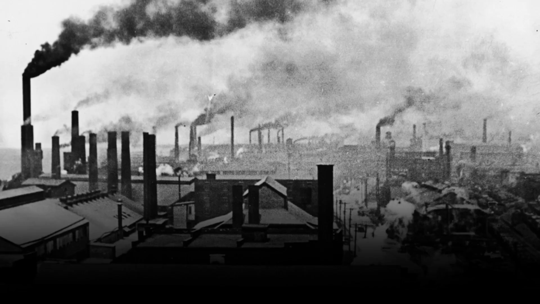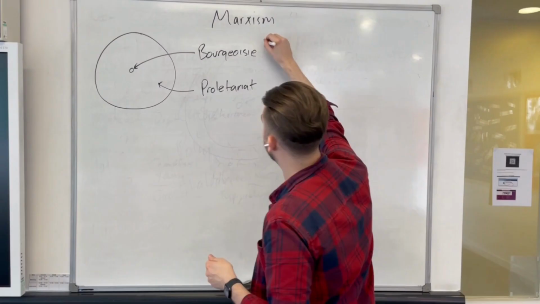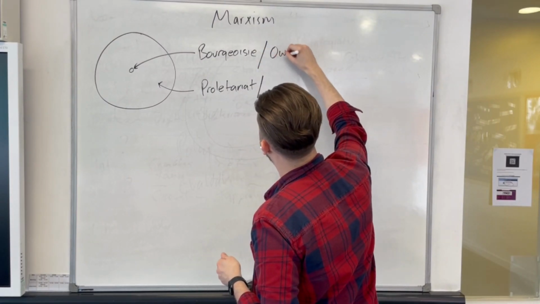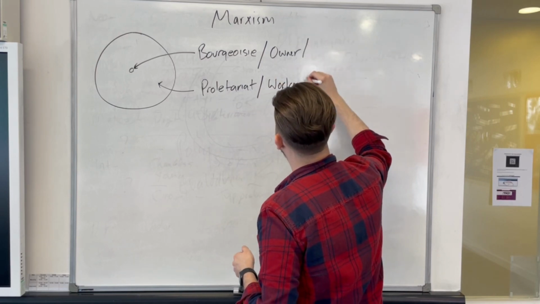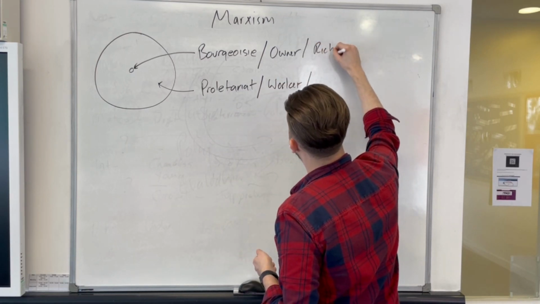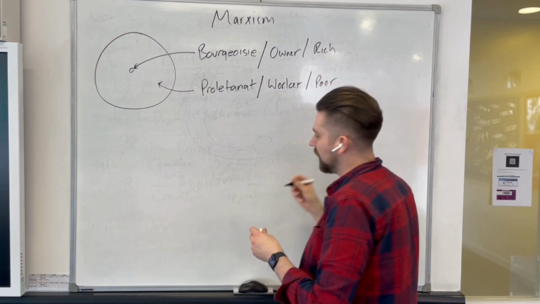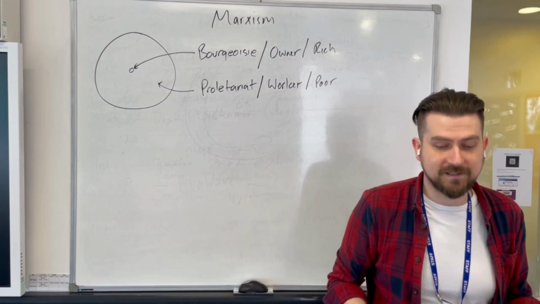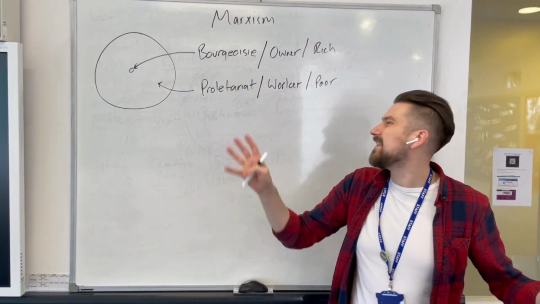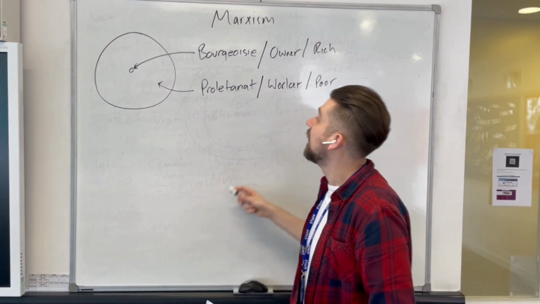So you've got the bourgeoisie and you've got the proletariat. Now, broadly, you can break those down into the owner and the worker, and of course, the rich and the poor. So Marx only sees those two groups existing, or for the purposes of this, you will only need to really recognise those two groups.